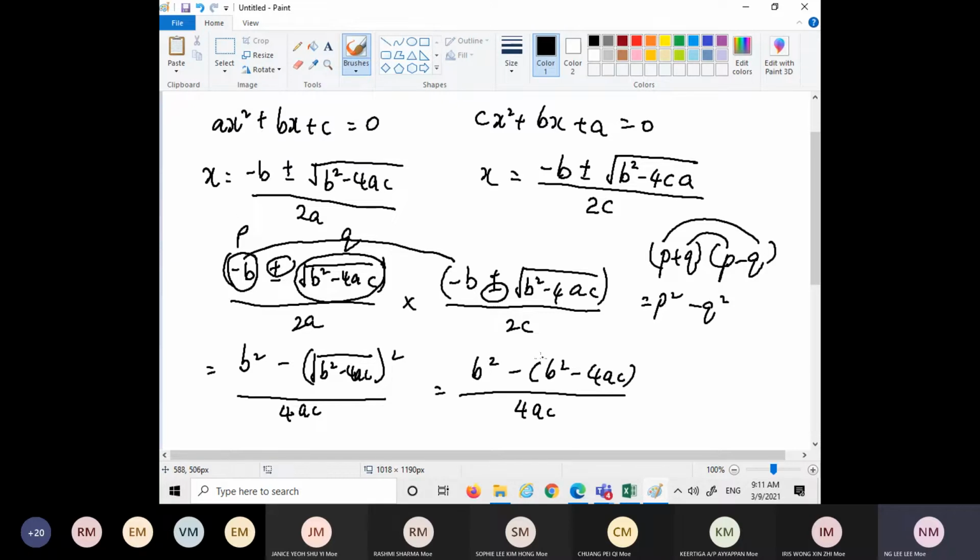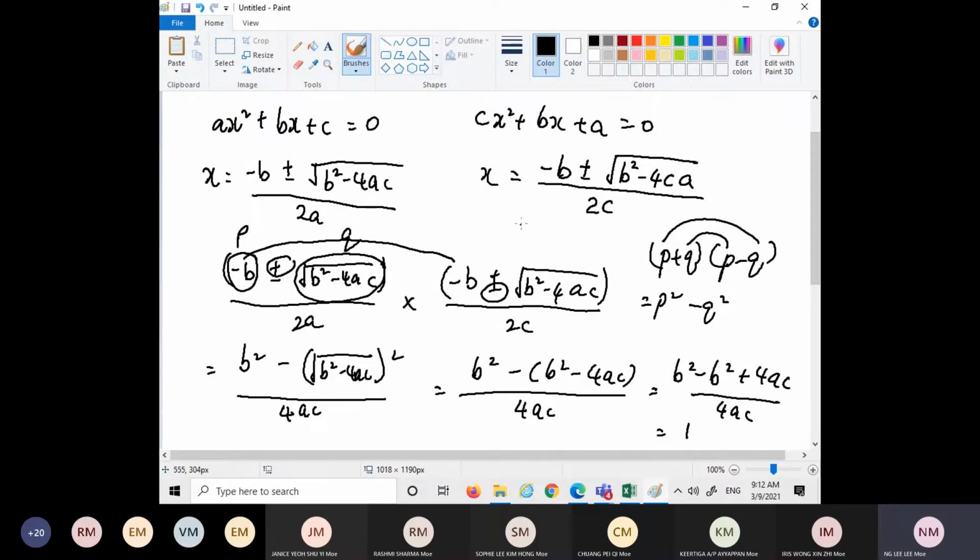Remember, here is a negative, so you put a bracket for it. Then you open out the bracket, and this one becomes positive. Now B squared minus B squared, this is 0. So 4AC over 4AC, then you get 1. This way, you get the answer.